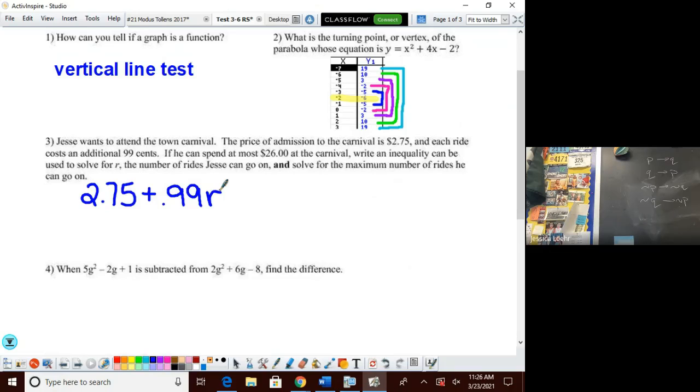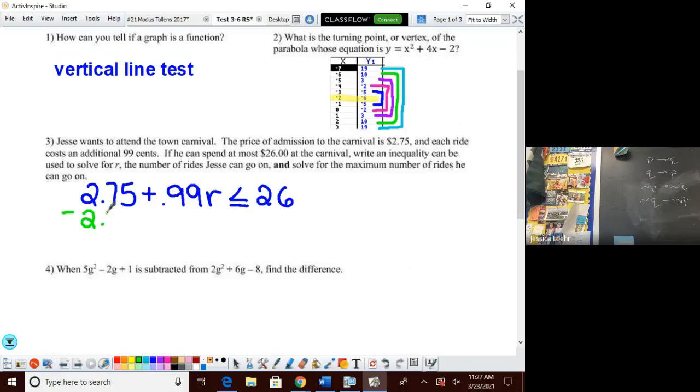Whenever you're using the word per, that's your rate or your slope. Now, this is going to represent how much money he spends. That number has to be less than or equal to 26 because he only has $26. So he can't spend more than $26. He can spend exactly 26, but not any more. Then you have to solve it for the maximum number of rides you can go on.